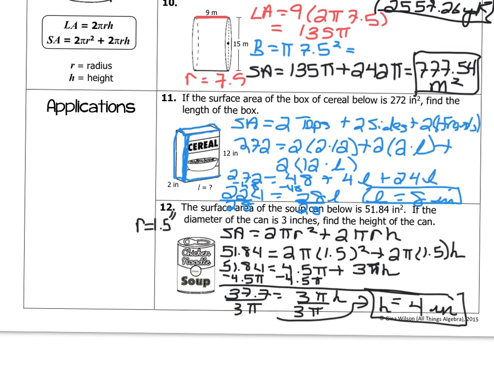Okay, that's all you have to do. Just remember you're doing the exact same thing every single time. You're finding the area of everything, or the surface area of everything around the edges, plus the surface area of your two bases.